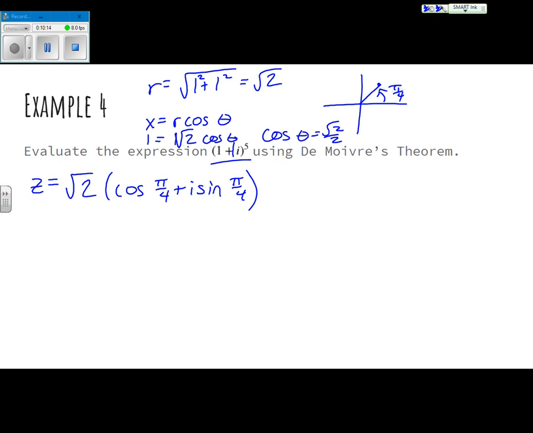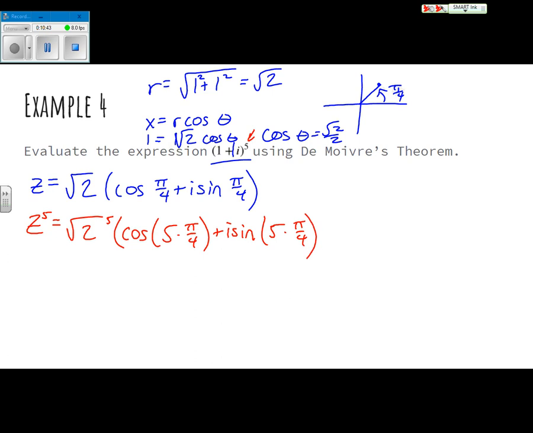Now, we didn't even answer the problem yet, because I want to raise this to the 5th power. So this complex number I found to the 5th power, according to De Moivre, says to take whatever your r is, raise it to the 5th power, and then multiply each of the angles by 5 as well.